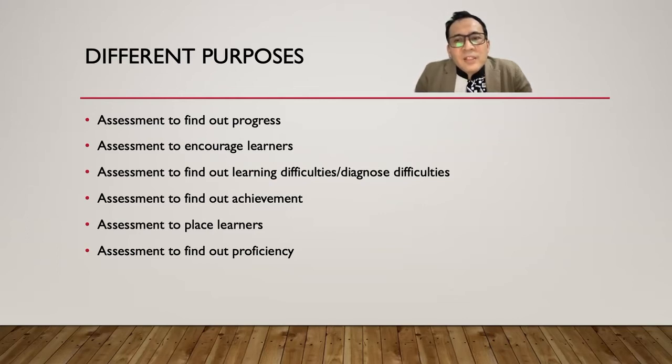So to find these specific weaknesses or problems of the students, we need an assessment in the middle of or during the learning process. This is called assessment to find out learning difficulties. Next, assessment to find out achievement. I think this is called achievement assessment or achievement test.